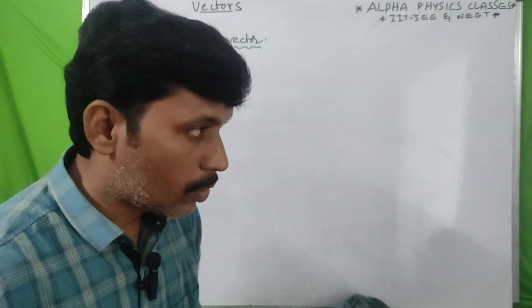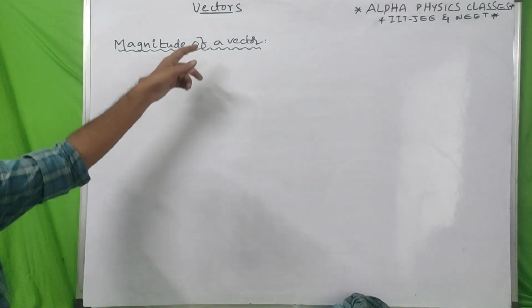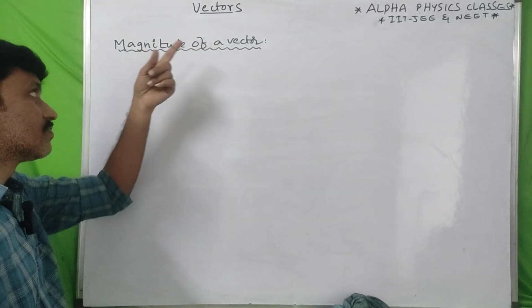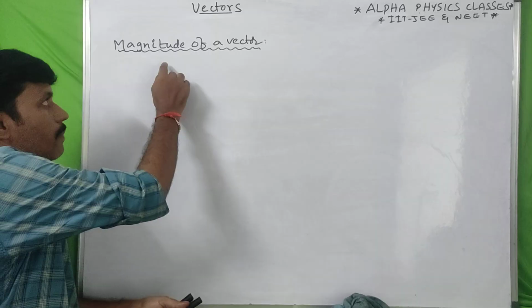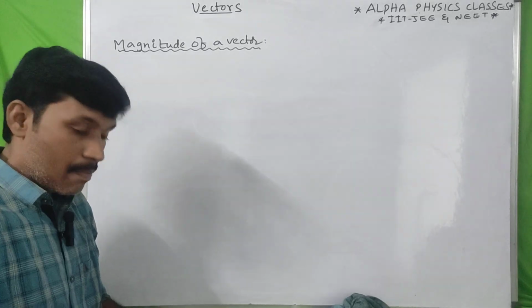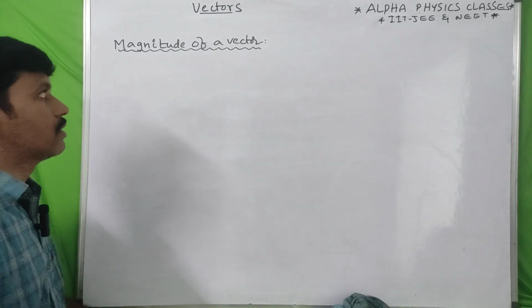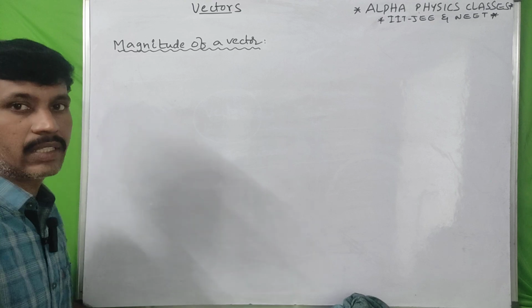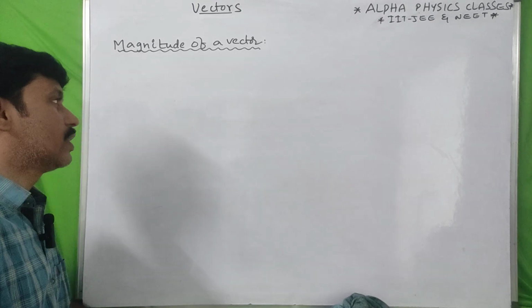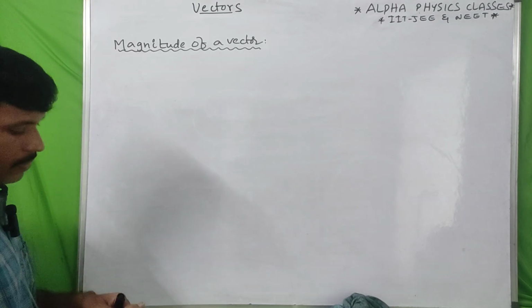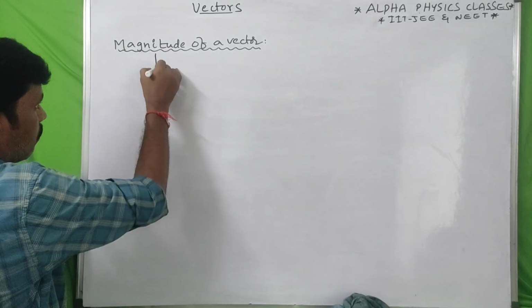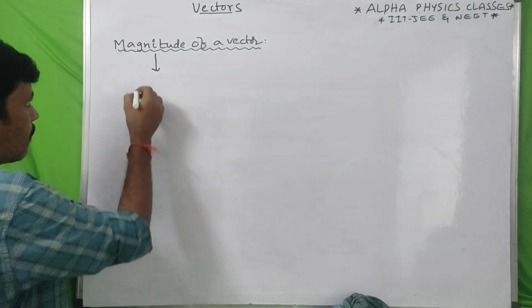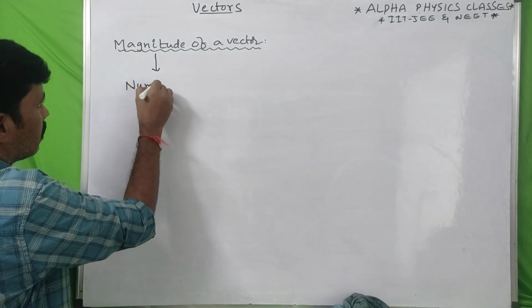So today's topic is vectors. In the vector concept, magnitude of a vector. How to find the magnitude of a vector? We have to discuss this in very much detail today. First, what is meant by magnitude? Magnitude means numerical value.